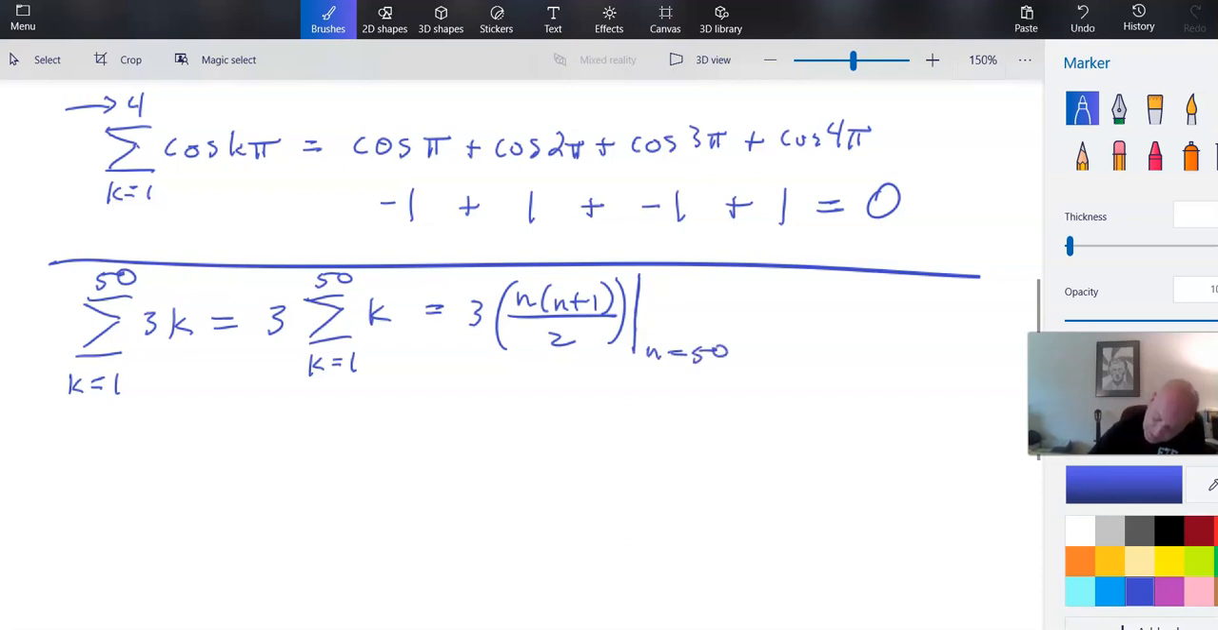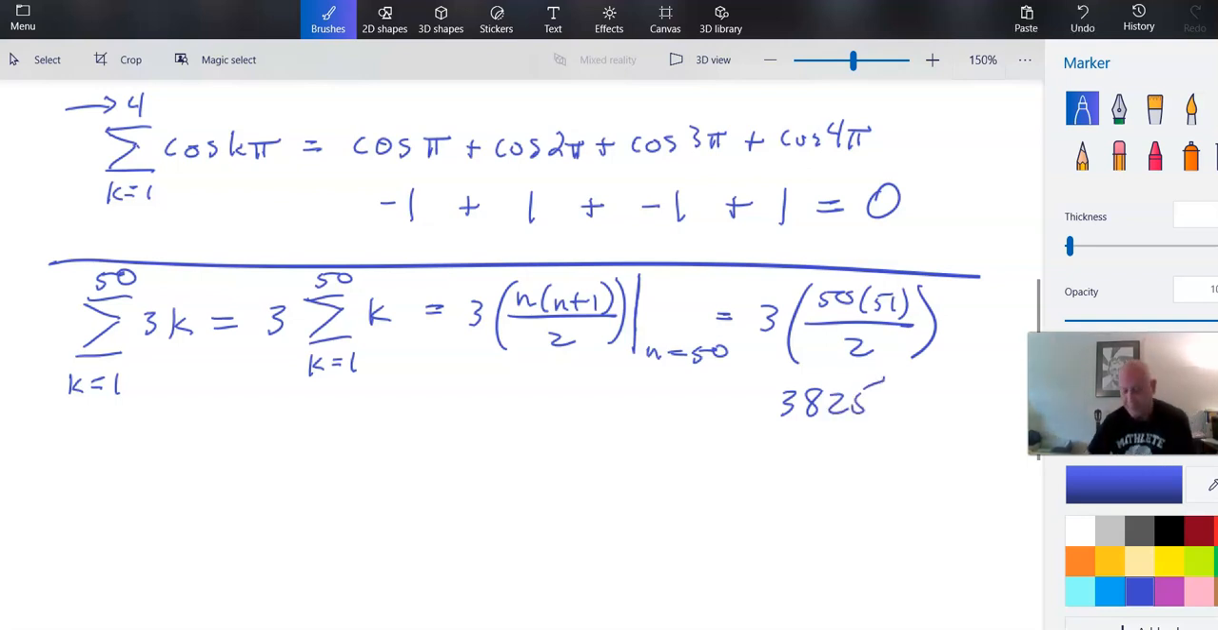So we just need to plug this in. So this is 3 times 50 times 51 over 2. Right? And so really, that's just a calculator problem. I mean, you could work it out by hand also. In fact, I think we just did that in the last problem. Times 3. So that ends up being 3,825 altogether once we multiply it by 3 and do the whole business.